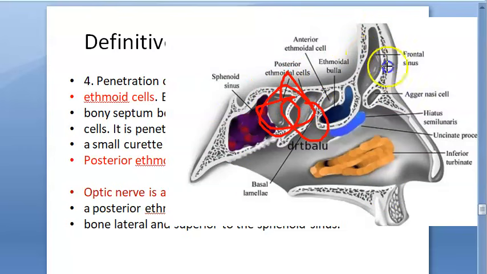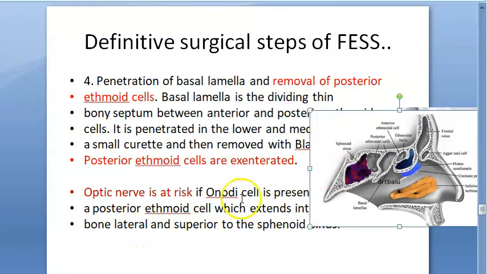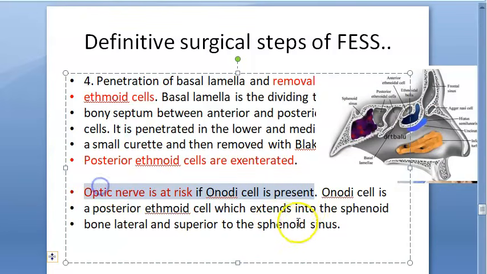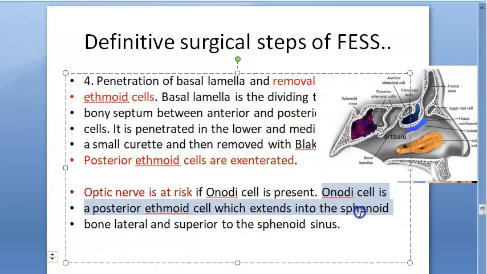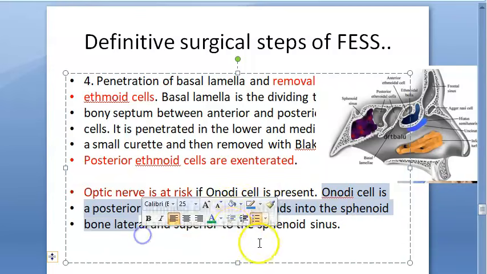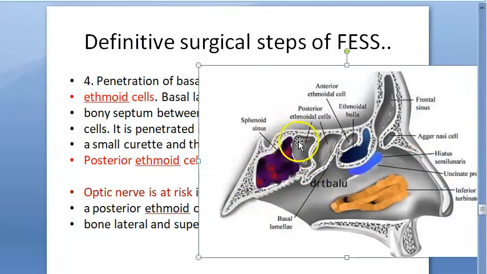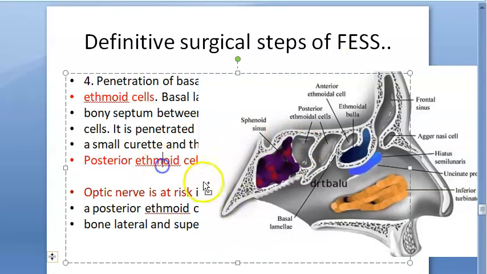Okay. Then optic nerve will be at risk. When you are doing this, be careful. So what are they saying? If Onodi cell is present, then optic nerve is at risk. What is this Onodi cell? The Onodi cell is a posterior ethmoid cell which extends into the sphenoid bone lateral and superior to the sphenoid sinus. So if there is an Onodi cell here, the optic nerve will be at risk. So you should be careful.